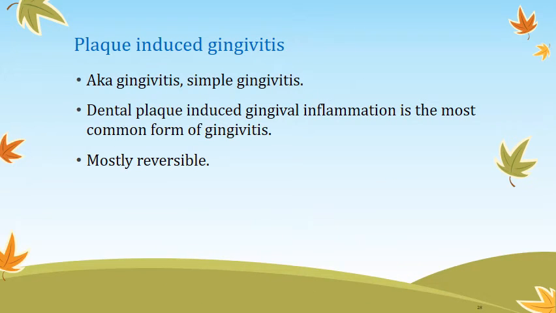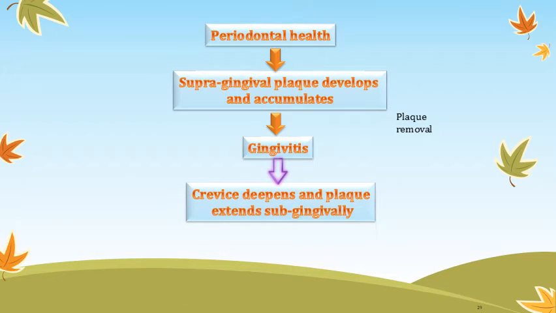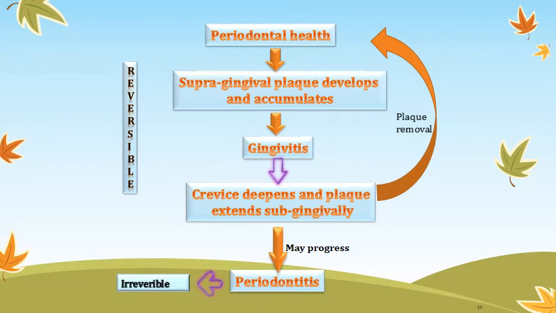Plaque-induced gingivitis. There's a simple gingivitis because of plaque. So if you remove the plaque, the situation is reversible. Healthy periodontium, supragingival plaque accumulation gives gingivitis. This process is reversible. However, if no treatment is given, this will become irreversible periodontitis.